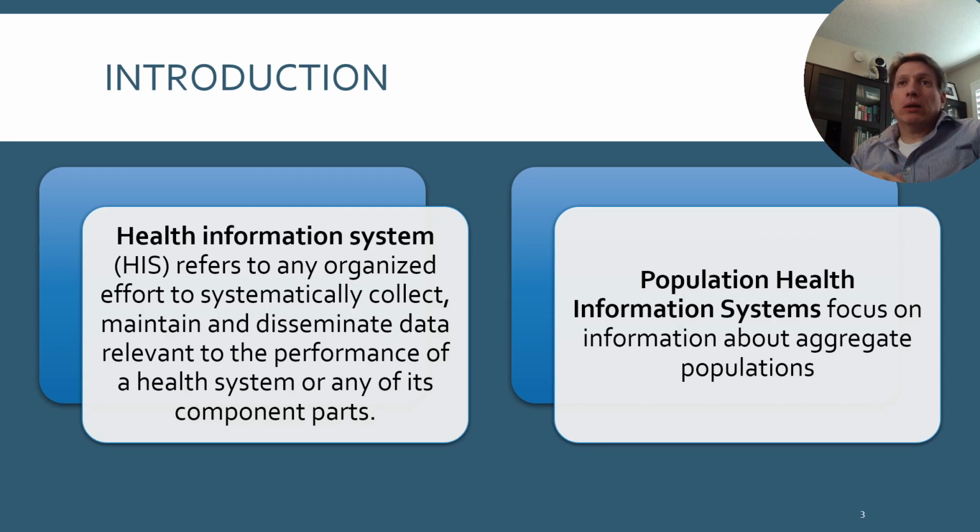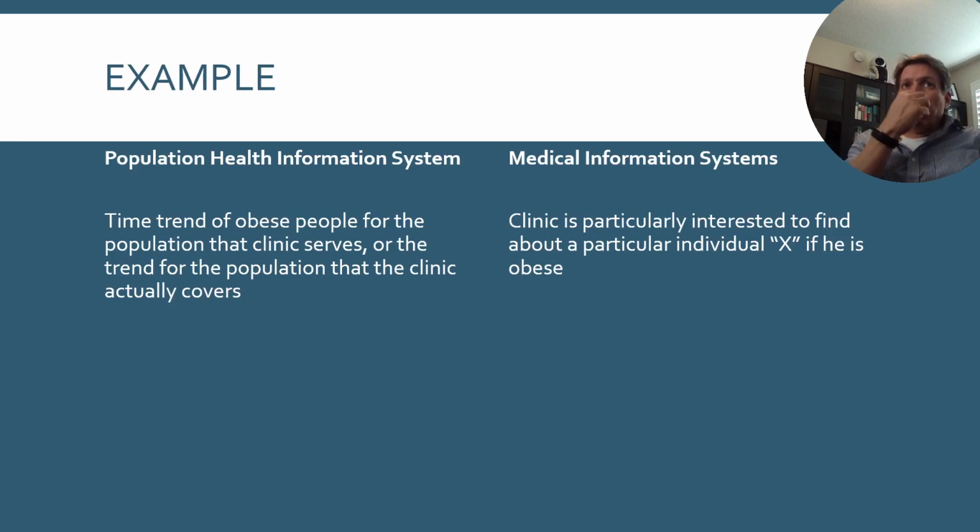But when we are looking at population health information systems, we are focused on information that is aggregated, and it aggregates populations. The subject of analysis is not the organization or the product of the organization. The subject of analysis is the aggregated data that we have surrounding populations. For example, we can have the time trend of obese people for the population that a clinic serves, or the trend of the population that the clinic actually covers. That's the population information that we are focused on.